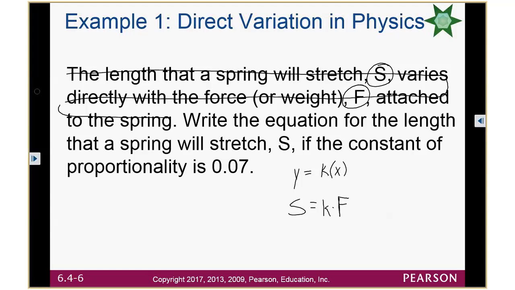Write the equation for the length that a spring will stretch if the constant of the proportionality, what did I tell you the constant was? Okay, so plug in 0.07 for K. S is equal to 0.07.